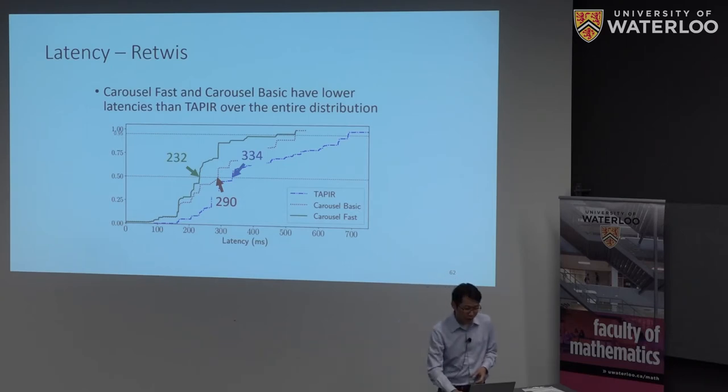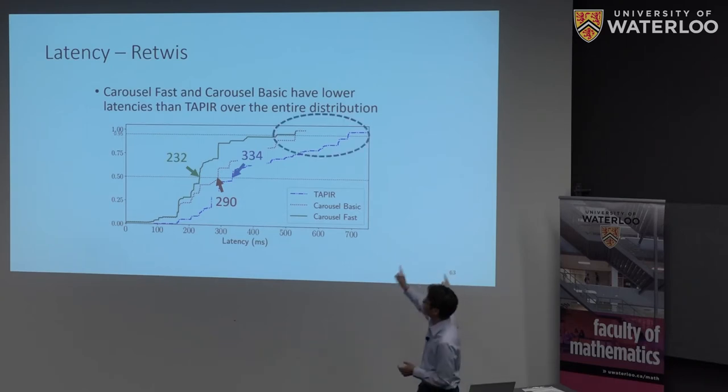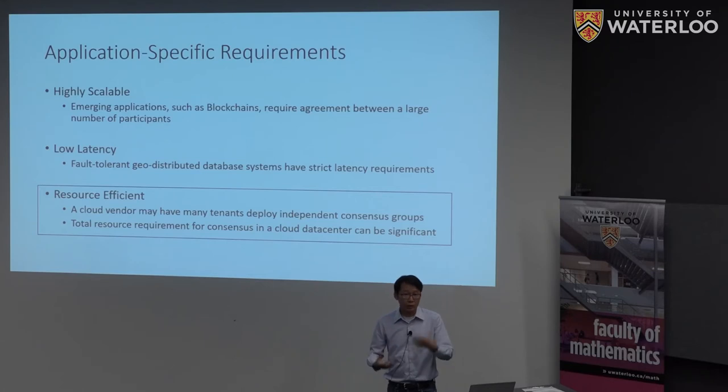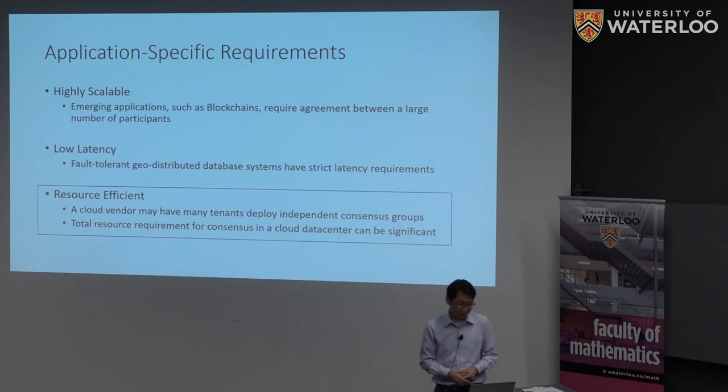And perhaps what's more interesting is looking at the tail. The tail latencies for Tapir are quite long, whereas the tail latencies for both Carousel Fast and Carousel Basic are quite a bit shorter. Okay? And they end at about the same spot. And part of that reason is because of this optimization that we introduced. Okay, so that was our work on building low latency consensus protocols for these geo-distributed transaction processing systems.